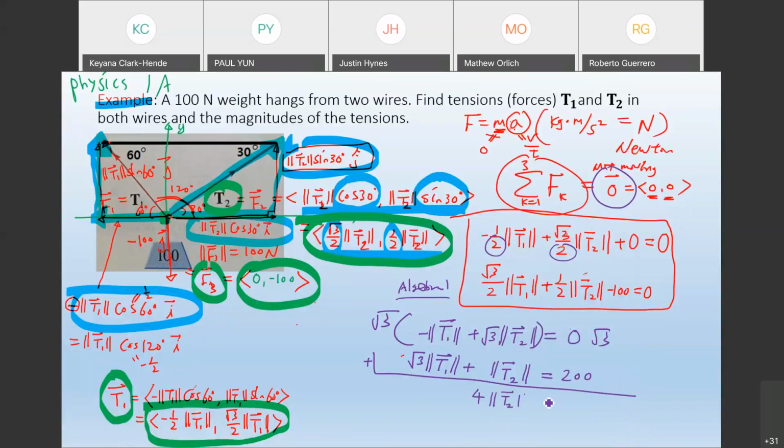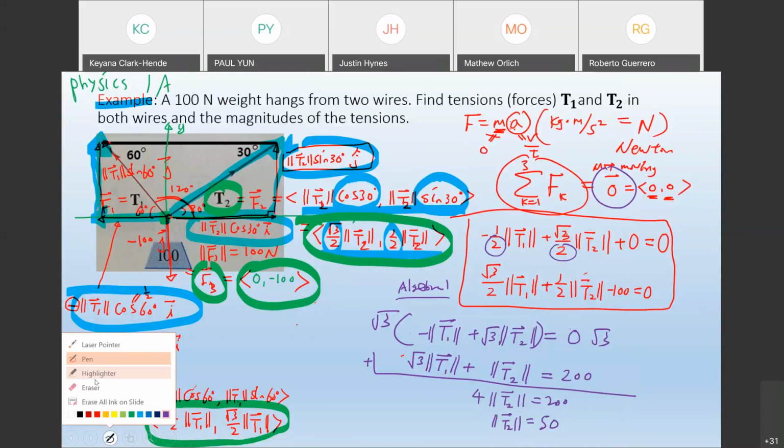T2 equals 200. So what is the magnitude of T2? 50. Aha, one down. Thank you. One down, I got one.